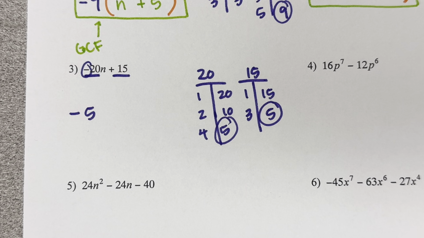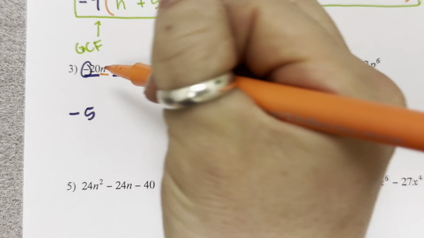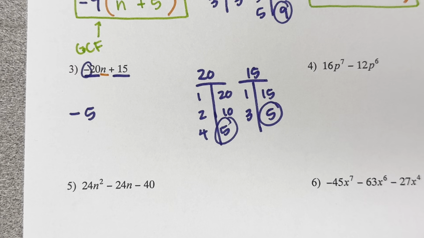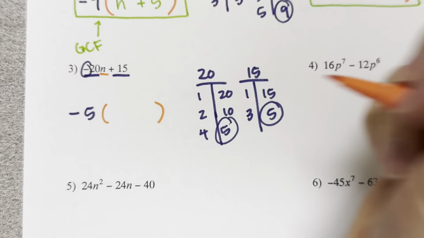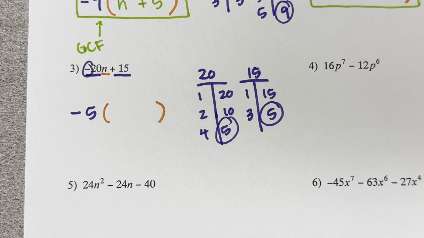Okay, now I look at the variables again. So my first term has an n, my second term does not have an n, so that means I cannot take any n's out. Now all I have to do is figure out what's left inside.